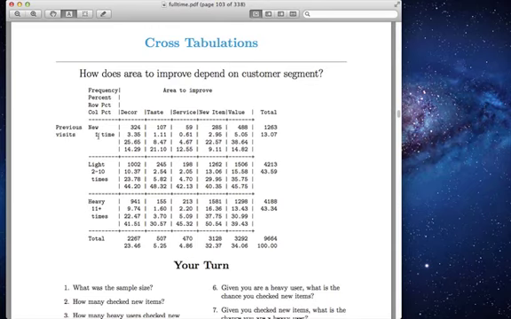Now, in that example, the usage level, so number of previous visits, is going to be the independent variable because we get to choose who we target, and we want to find out how does the area that they want to see improve depend on that. Therefore, we used row percents, and we concluded that heavy users were interested in new items, while new users were much more interested in value than decor, than new items. So the question is, how do we present these findings?